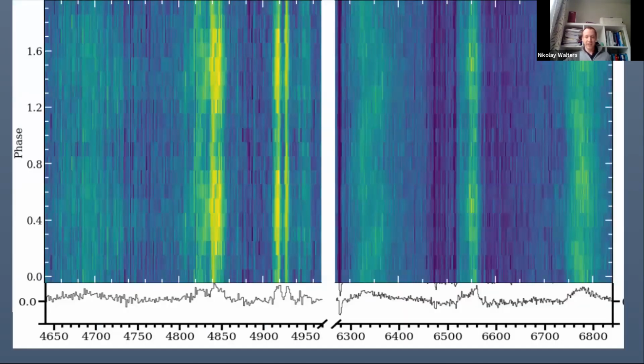What you're seeing here is a trailed spectrogram of the H alpha and H beta triplets of GD356 at different rotational phases. The x-axis represents wavelength and the y-axis shows the rotational phase. Brighter yellow colors correspond to higher relative flux values. At the bottom, I also included an example spectrum, just for reference.